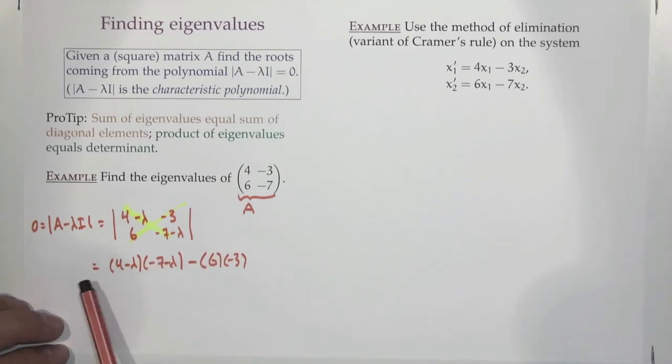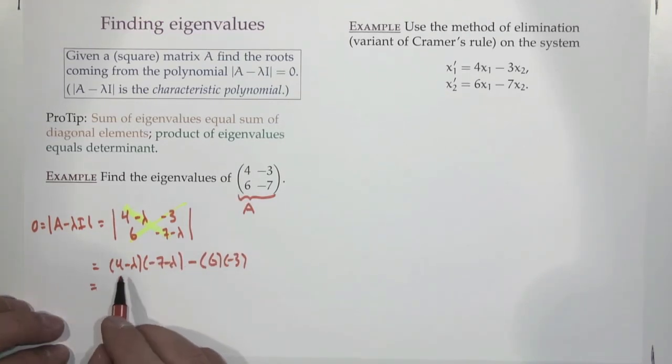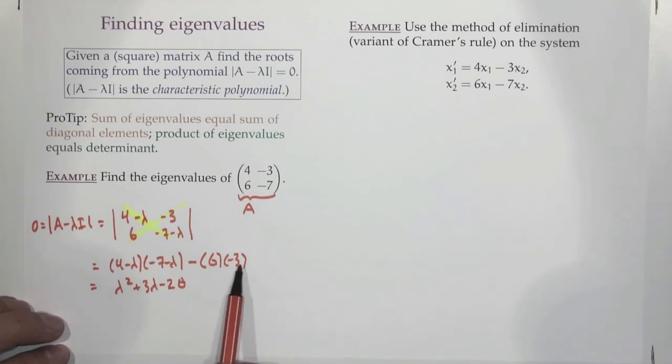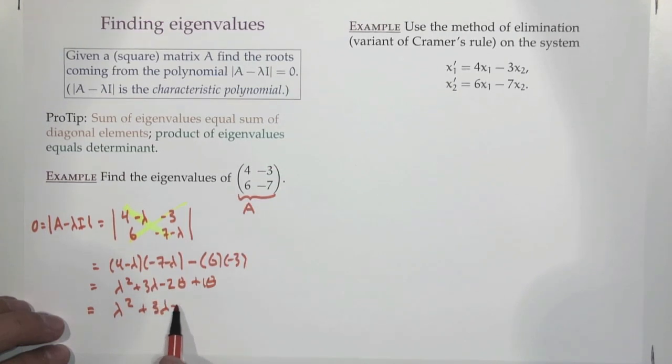We expand. In the first part, we'll get lambda squared. Right? Minus lambda times minus lambda. Minus 4 lambda plus 7 lambda will make plus 3 lambda. 4 times minus 7 makes minus 28. Minus 6 times negative 3 is plus 18. So far, so good? Lambda squared plus 3 lambda minus 10.